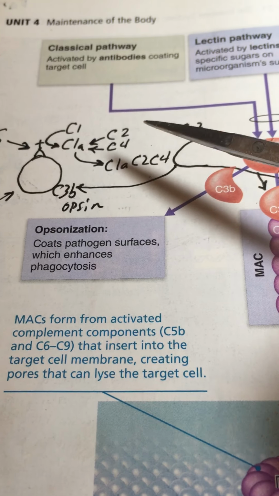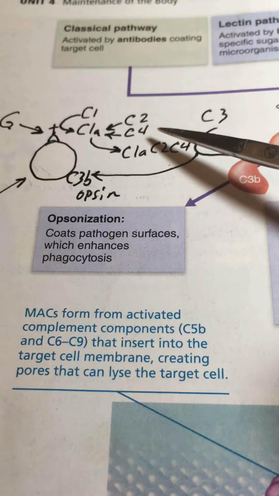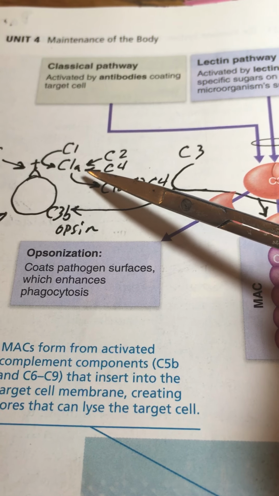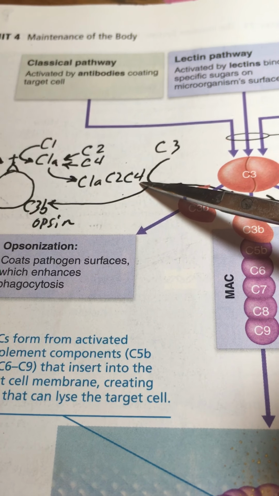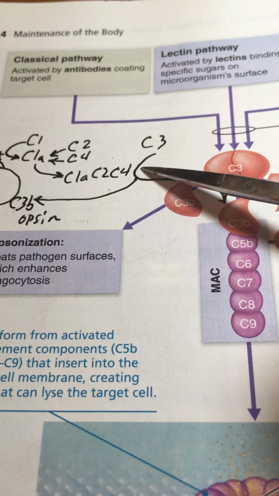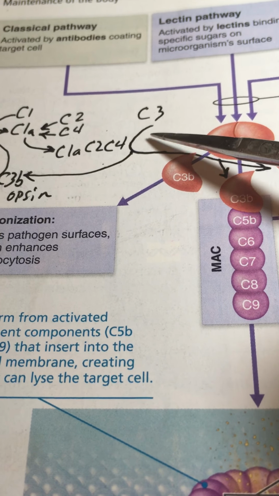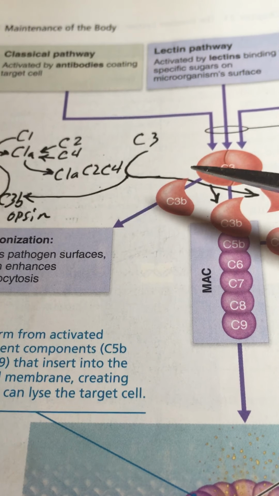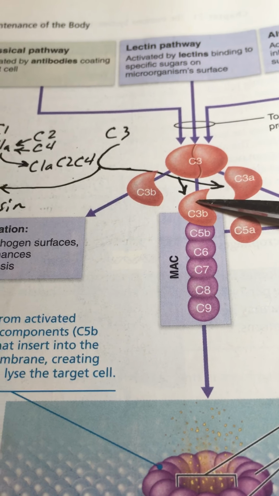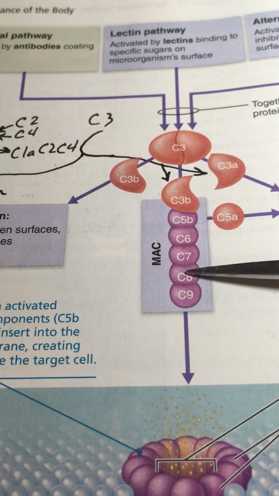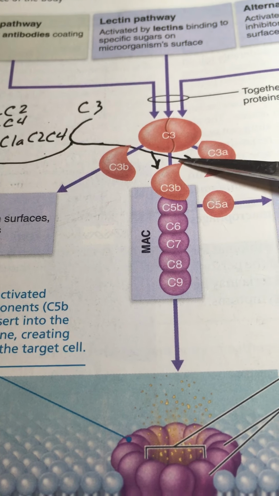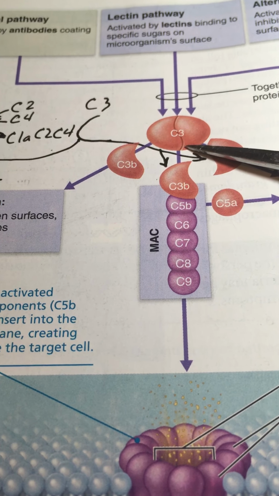C2 and C4 were previously minding their own business, dissolved in the blood, but because of activated C1, they joined up and created this complex that took C3 and cut it up into C3A and C3B. C3B initiates this long polymer right here, which is going to become an attack complex. Here's C3B getting cut up.